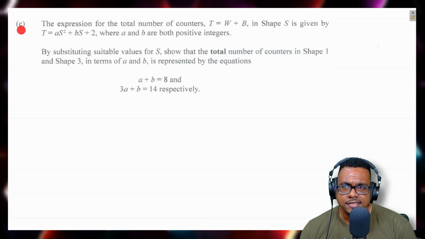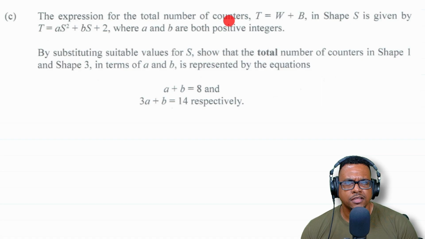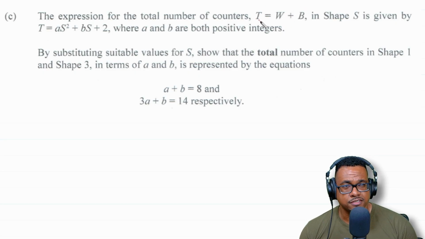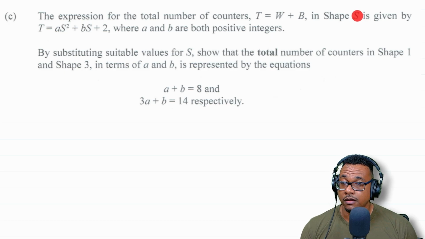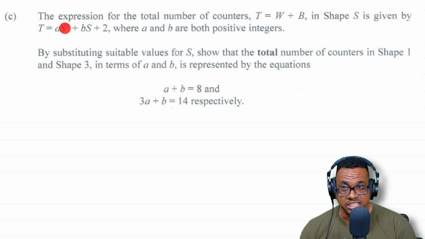So now moving on to part C, we have the expression for the total number of counters T is equal to W plus B. And that was obvious because we know the total number of white counters plus the total amount of black counters gave us the total number of counters. We have the expression here in shape S given by T is equal to AS squared plus BS plus 2. Now remember to say shape S. When we had the shape, we had shape 1, shape 2, shape 3, shape 4, so on. Therefore, S will be the shape number. So when we see S in the formula here, that will be the shape number.